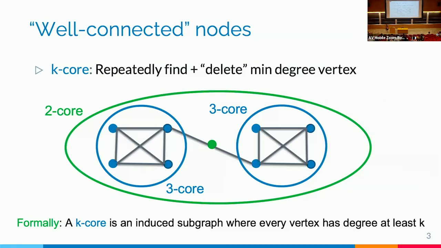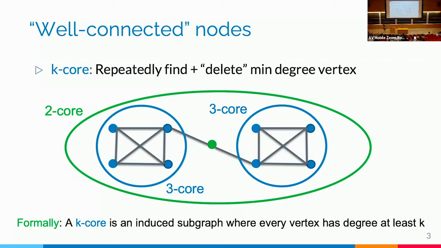Formally, the k-core of a graph is an induced subgraph where every vertex has degree at least k. So you can look at the maximum k-cores of a graph. And there's a very simple linear time algorithm for finding the k-cores of a graph. The algorithm simply looks at the entire graph and repeatedly finds and removes the vertex with the minimum degree. This is what we call a peeling process.